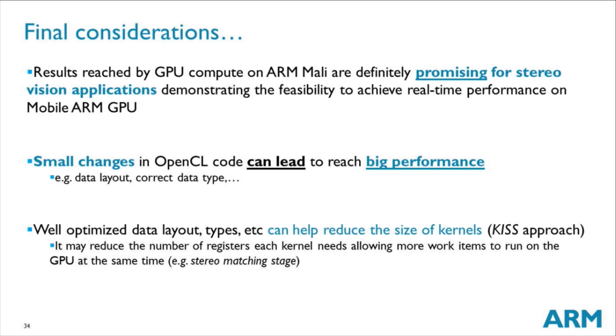In the end, well-optimized data layouts and types can help to reduce the size of the kernels. Keep it simple, keep it short, because it may reduce the number of registers each kernel needs, allowing more work items to run on the GPU at the same time. Another example is given by the stereo matching stage.